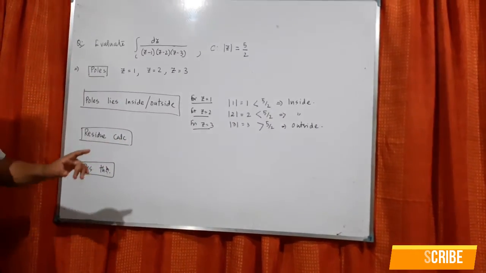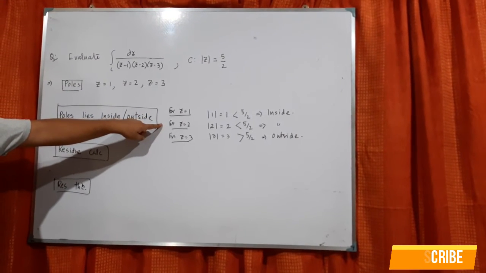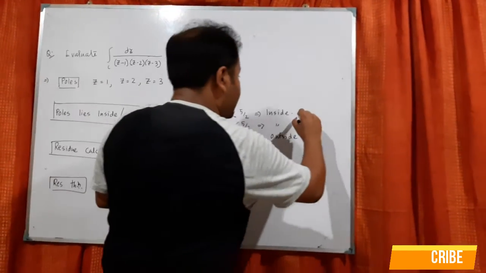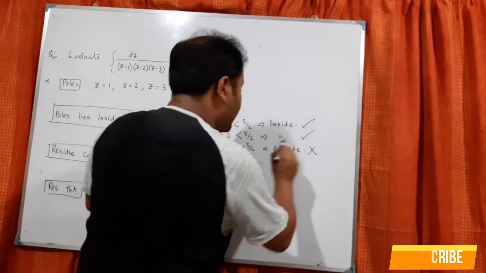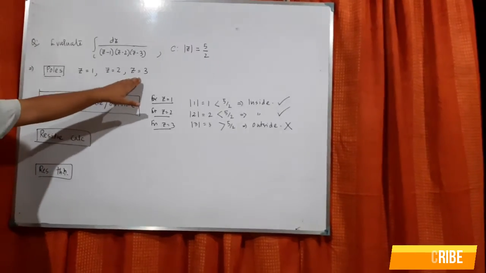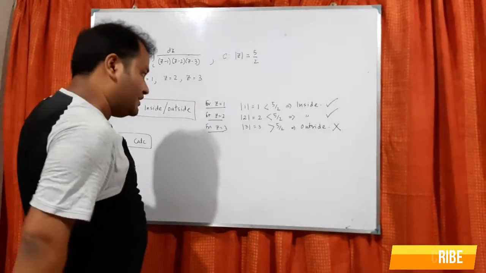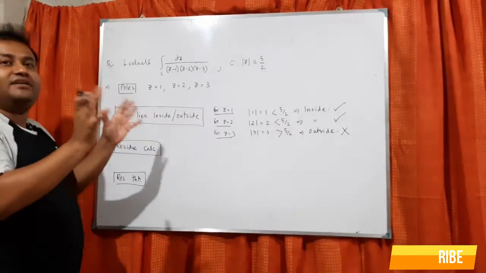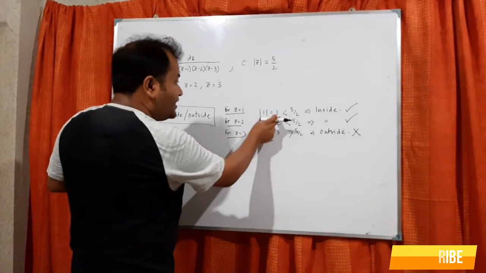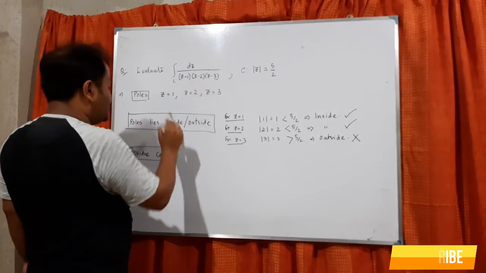That means we can understand that z equals 1 and 2 lie inside the curve, but z equals 3 lies outside the curve. So we will be interested only in the inside points. This is not at all important for us. Understand? So first of all, you have to understand what the poles are. Then you check for each point whether it lies inside or outside. If it lies inside, that is our interest. Now we have to calculate the residue for 1 and 2. For 3 it doesn't matter. So 1 is a simple pole because power is 1.